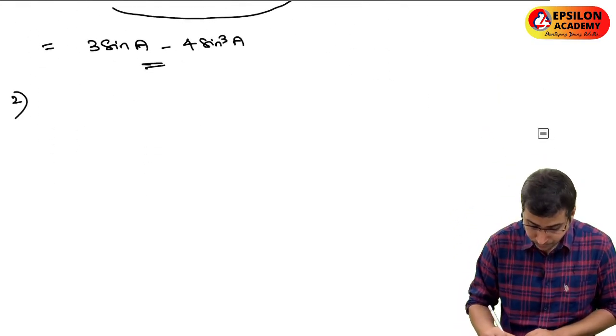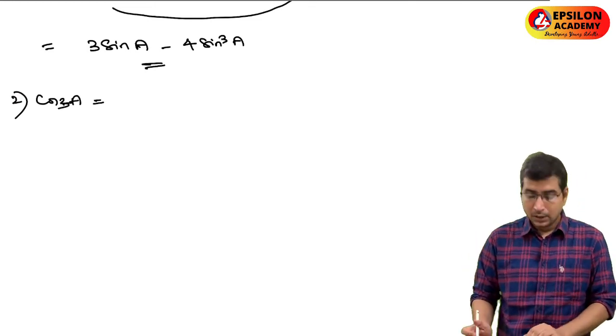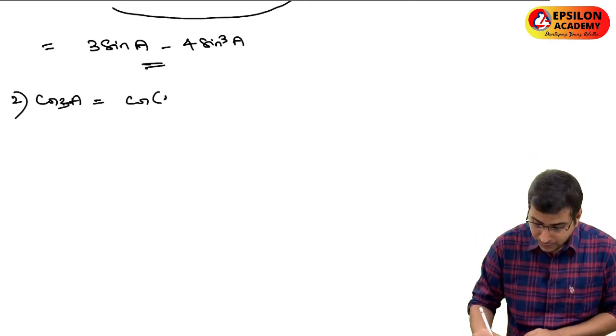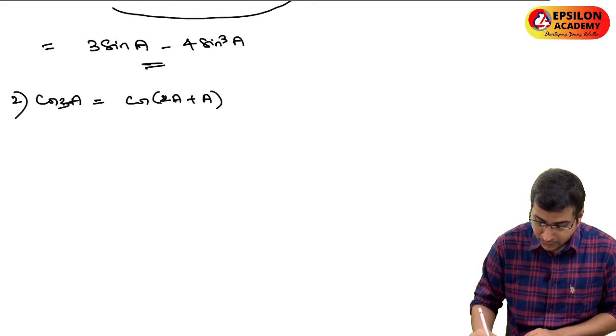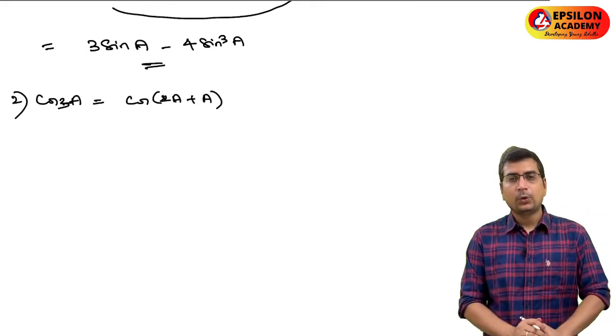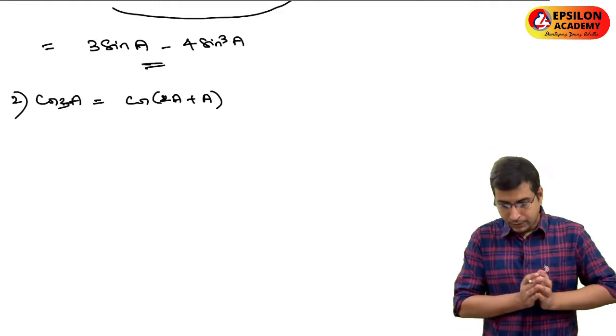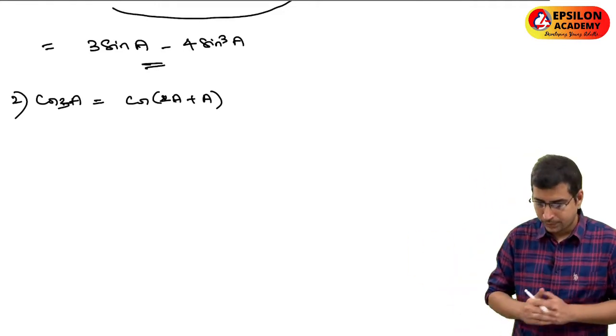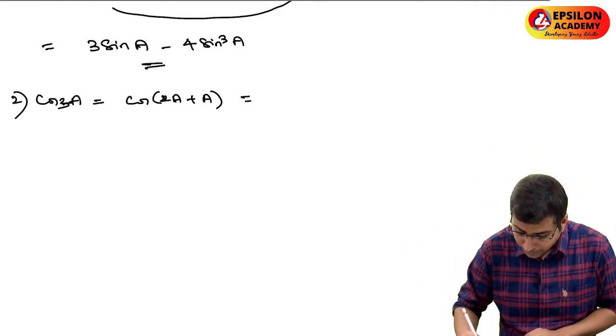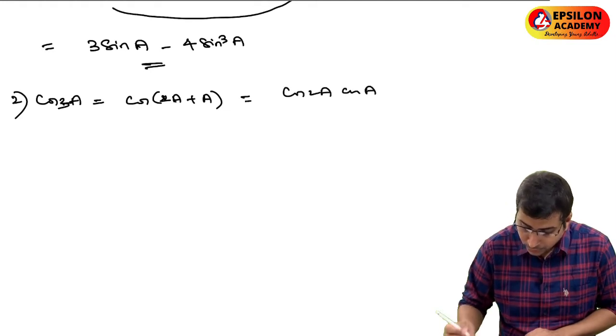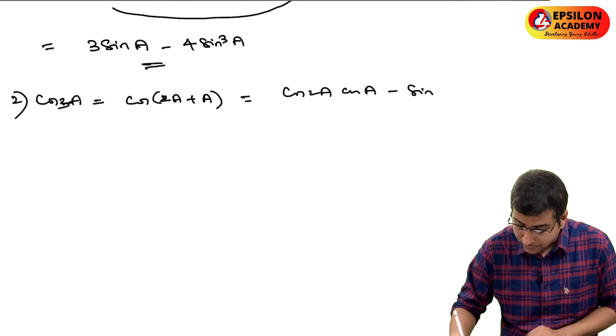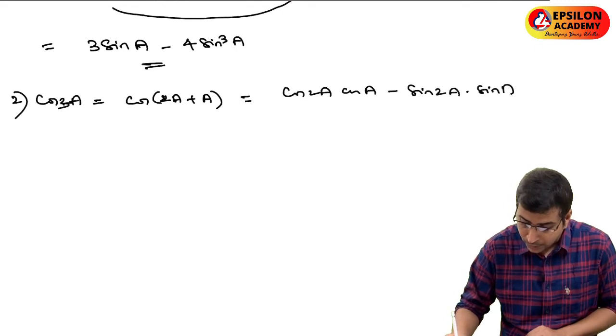Similarly, we will see what is the formula for cos 3a. So cos 3a can be written as cos of 2a plus a. Just like how we wrote sine 3a in terms of sine, we will write cos 3a in terms of cos, right? So cos of 2a plus a is going to give me cos 2a into cos a minus sine 2a into sine a.